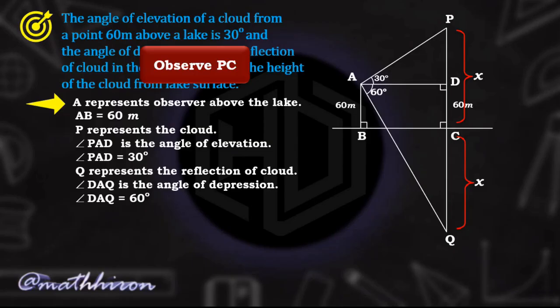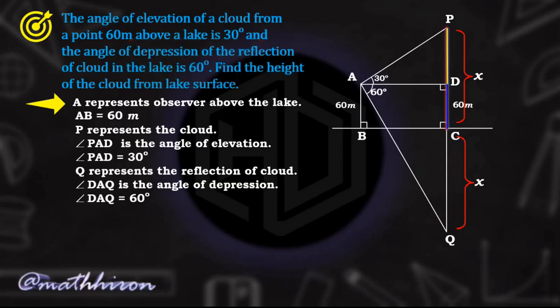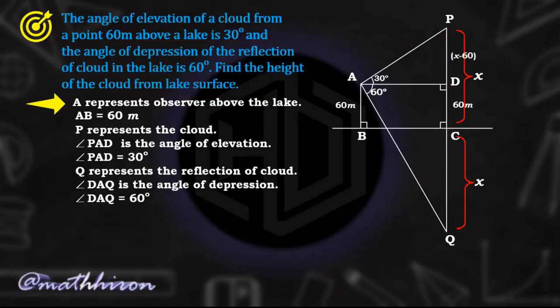PC we assumed as X, and just now we got DC or CD as 60 meters. So PC is actually the sum of PD and DC, right? So what is the measure of PD that we are calculating? Just look at this. So PD is coming X minus 60 meters. So this is the length of PD.